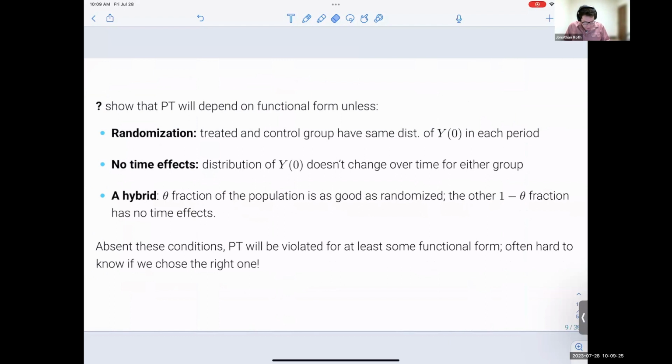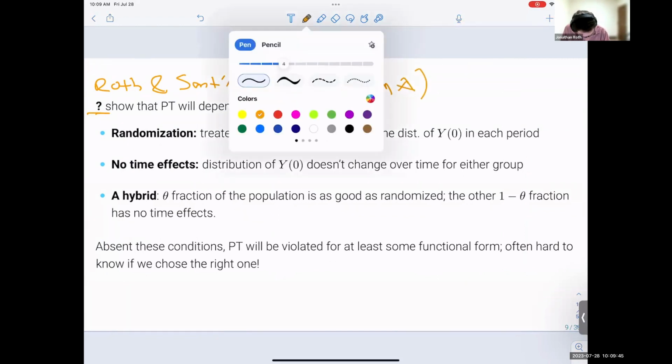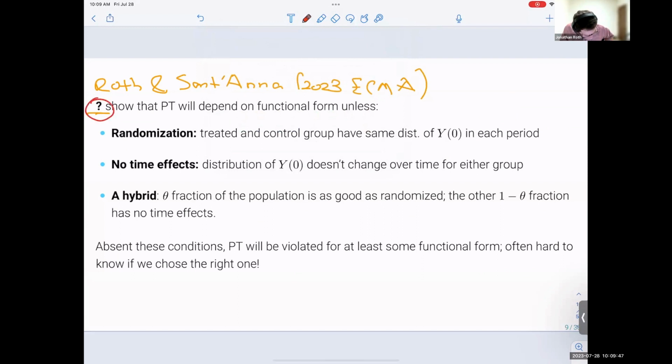Oh, sorry. You would think I would know how to cite my own paper, but I guess I didn't get LaTeX to work. So this is a question mark here. The question mark to be filled in should be Roth and Sant'Anna 2023, Econometrica. Sorry about that. Let me just make this in red.